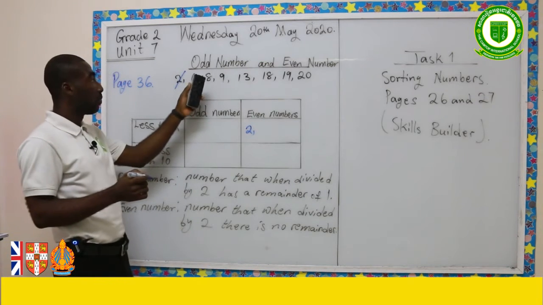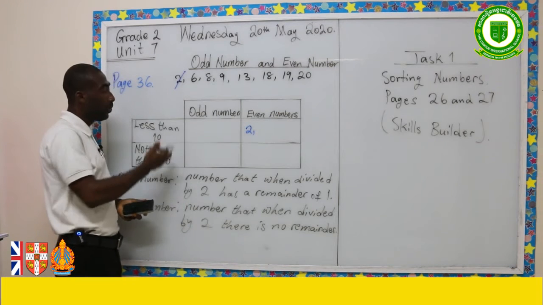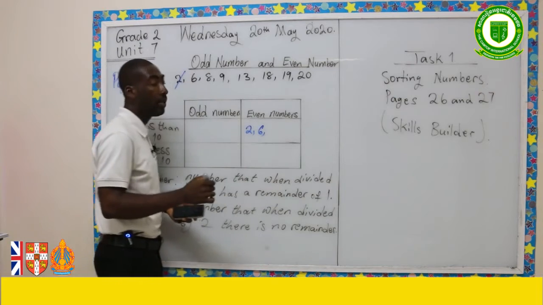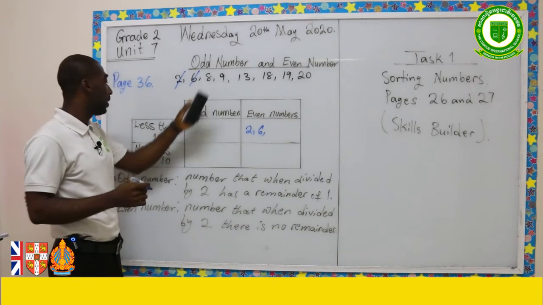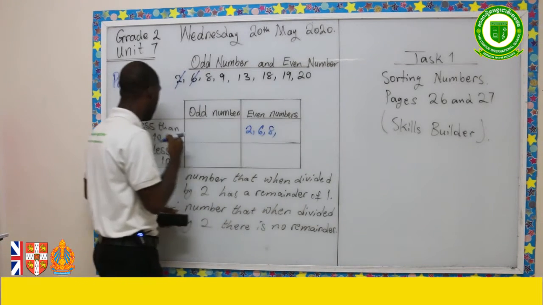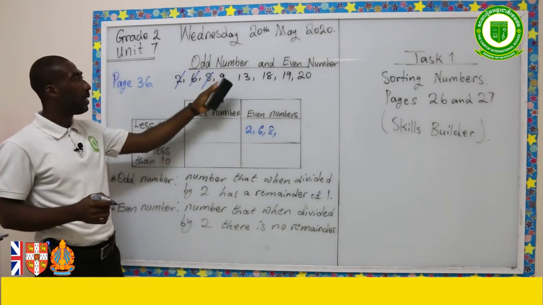Okay, so now let's move to 6. 6 is also an even number which is less than 10. So we'll put our 6 inside here and then we'll cross our 6 out. 8 is an even number, also less than 10. So our 8 will also be crossed out.